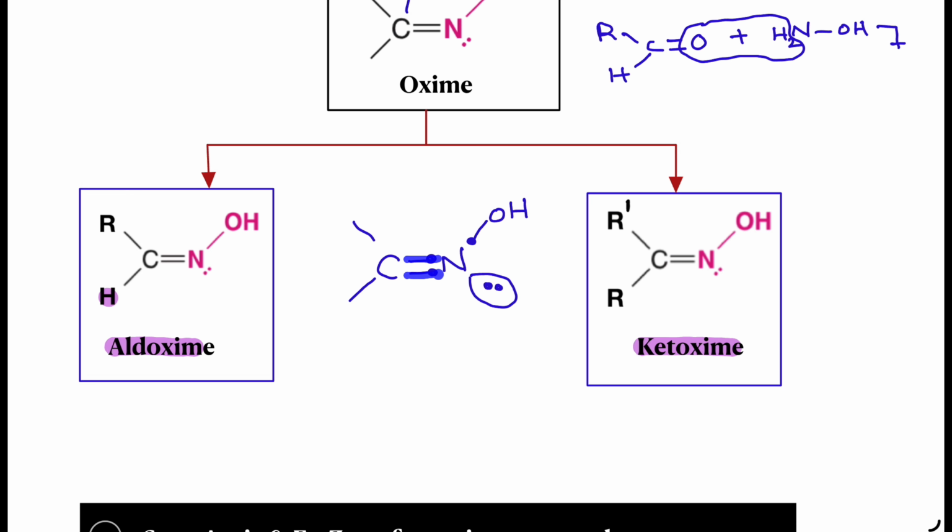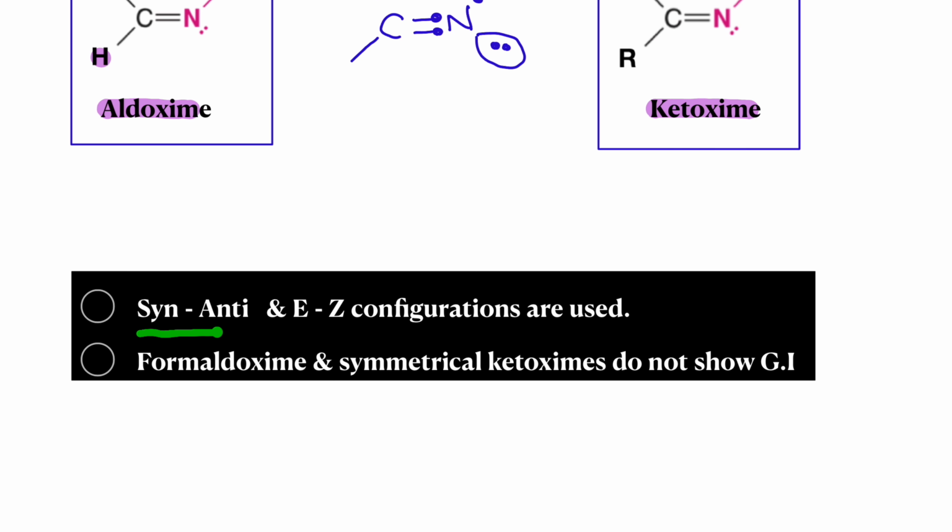Rigidity of the molecule is due to the presence of the carbon-nitrogen double bond. Two types of configurations. One is syn-anti configuration. Of course, another one is EZ configuration. EZ configuration is purely based on CIP rules. Apart from that, we can also give a syn and anti configuration. What is syn, what is anti, how to give the configuration, we will discuss in 2-3 examples.